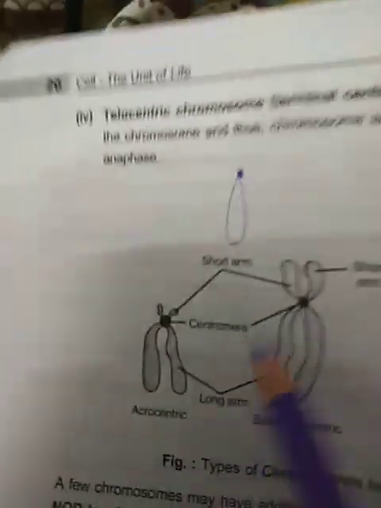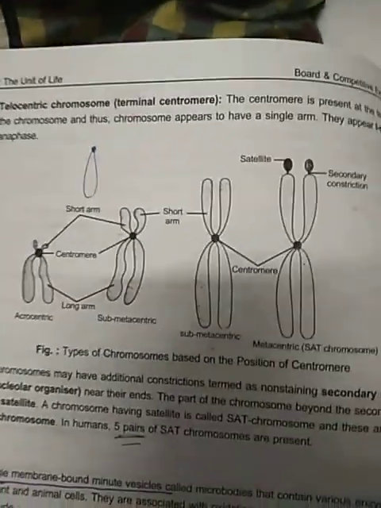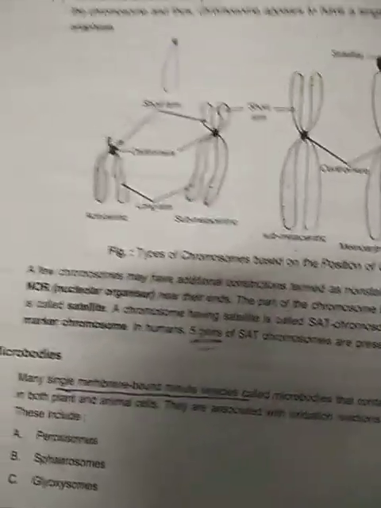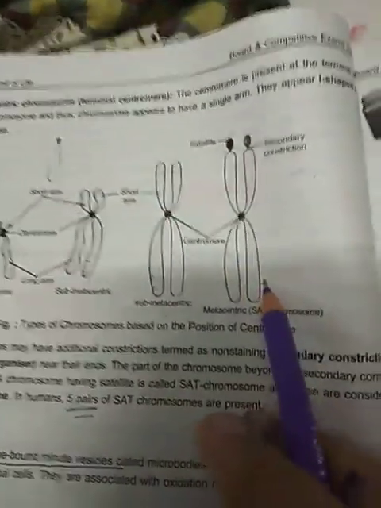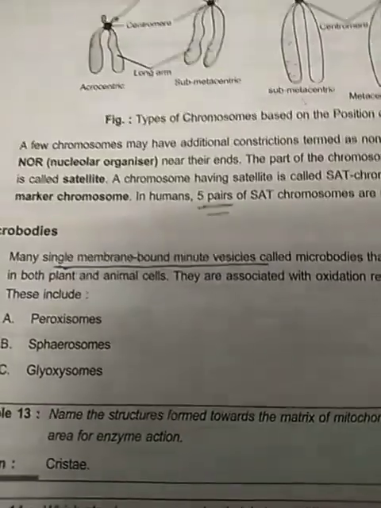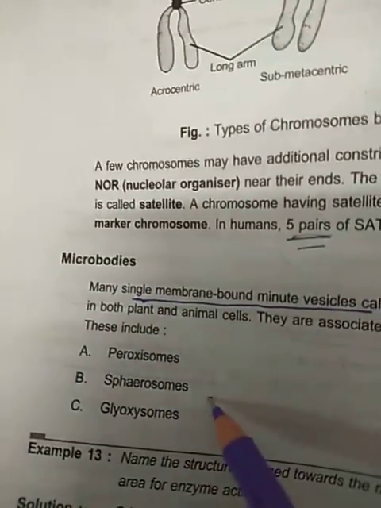More to know, you can deal with your NCERT. It talks of what happens in different phases. That we'll deal with later when we study the cell cycle chapter. Now SAT, there is no importance if we talk of it now. Basically the next part will be microbodies, that I'll deal with in the later section. Thanks.